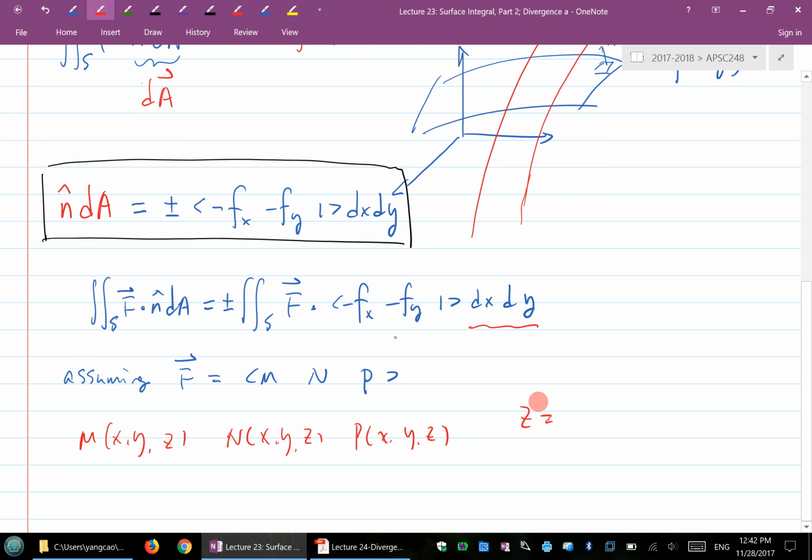We can't leave the z here because there's no z, right? It's an integral with respect to x and y. So for this formula here, what do you do with the z? You're going to replace the z with, exactly, f of x, y. Okay. So that's a very crucial step here.